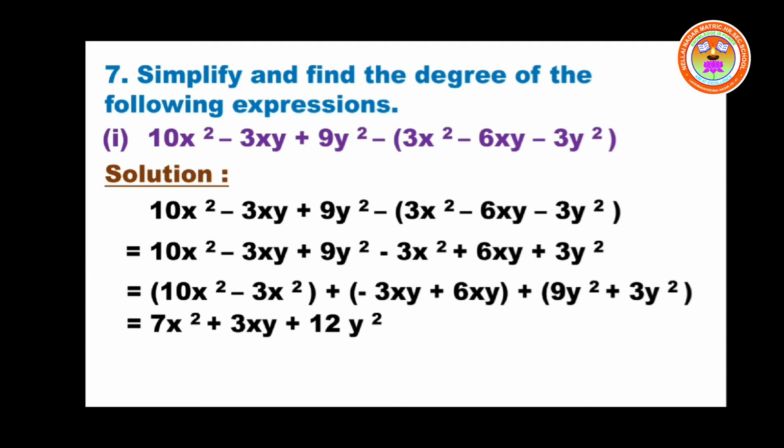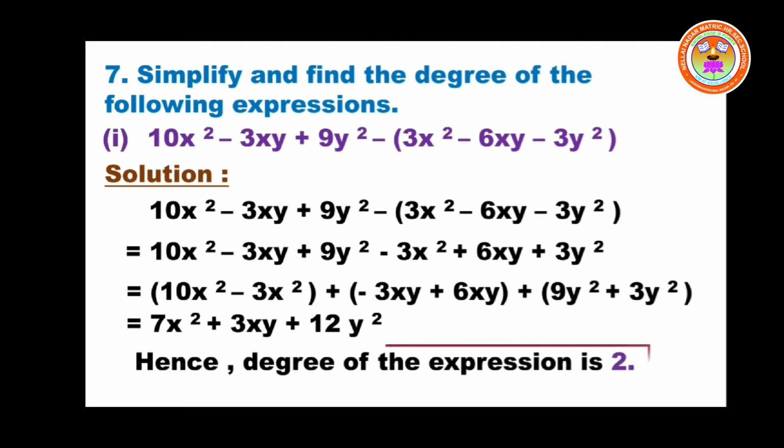Now you have to find the degree of the expression. So now see, you have three terms. Let us see the degree of each term. The first term, the degree is 2, x square you have. The second term, x to the power of 1, y to the power of 1, so 1 plus 1, the degree is 2. And the third term, y square, the degree is 2. So all the three terms have degree 2. Hence, the degree of the expression is 2. Have you understood, children? Hence, the degree of the expression is 2.